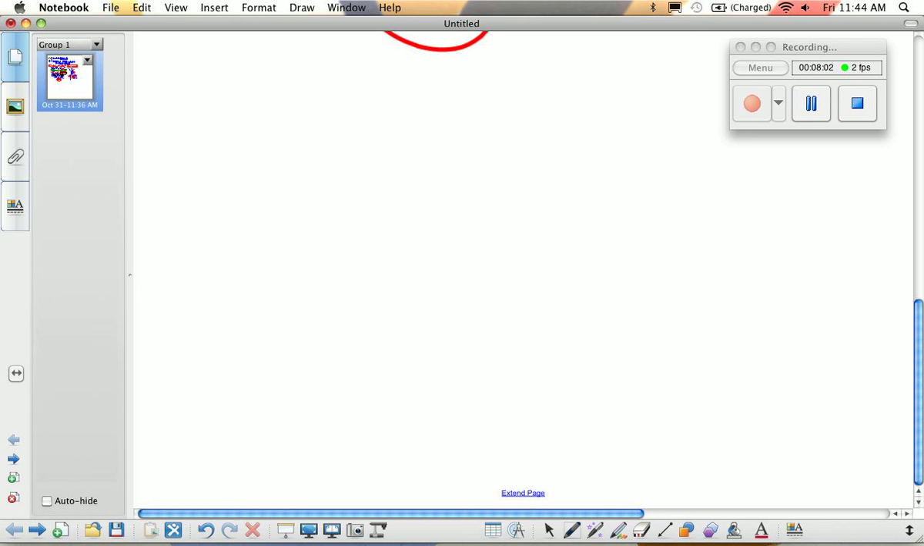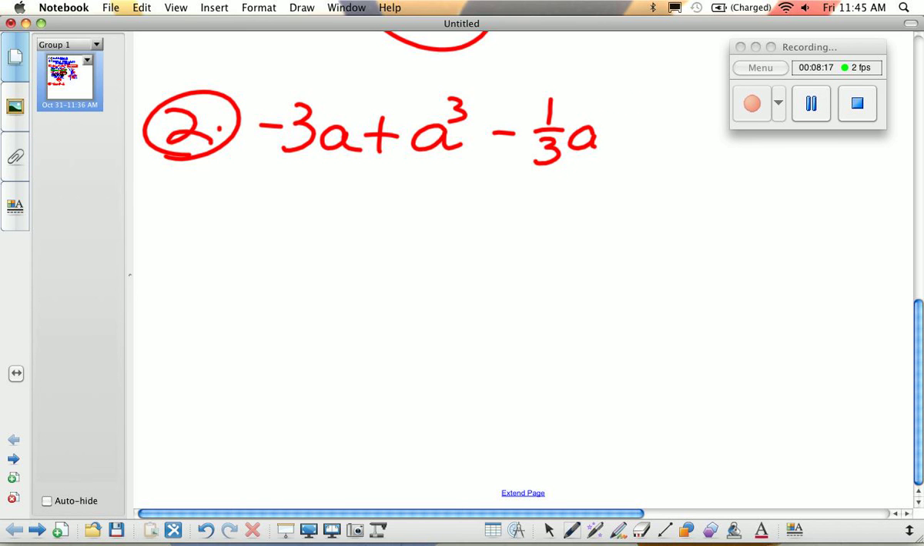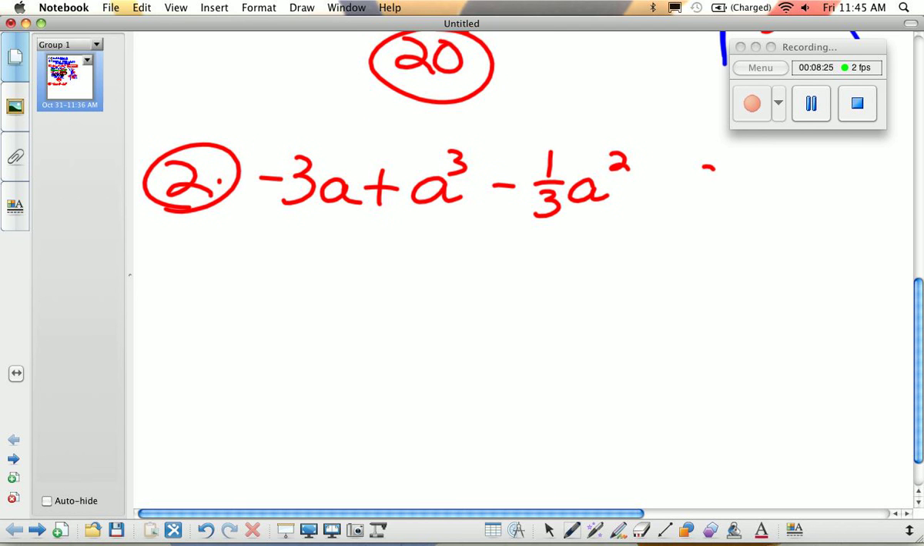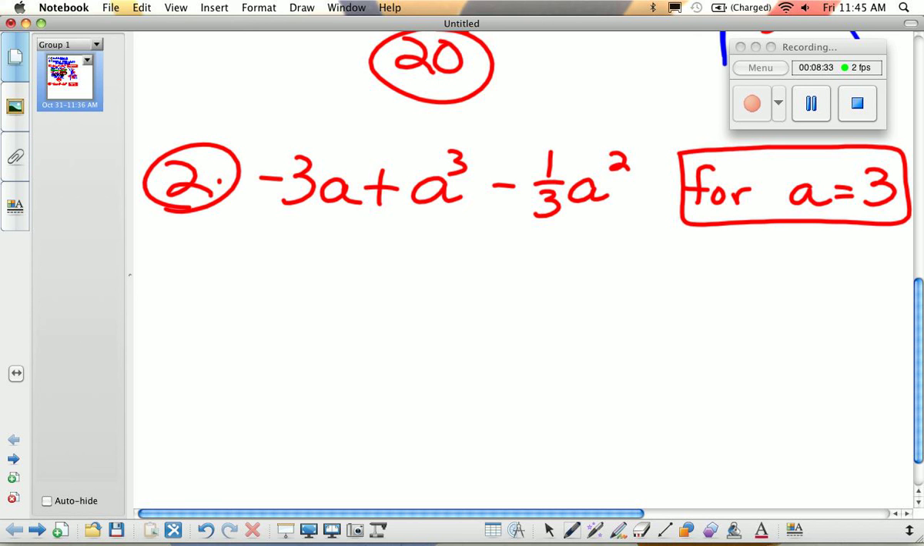Okay? Any other concerns before we do one more? Then you're going to go to work on homework. Okay, number 2. We have the following polynomial, negative 3a plus a to the third power minus 1/3 a squared. Can we do this one by ourselves? Certainly you can try this one on your own, for a equals positive 3. So you're evaluating it when a is 3. Go ahead and try it on your own, see what happens.